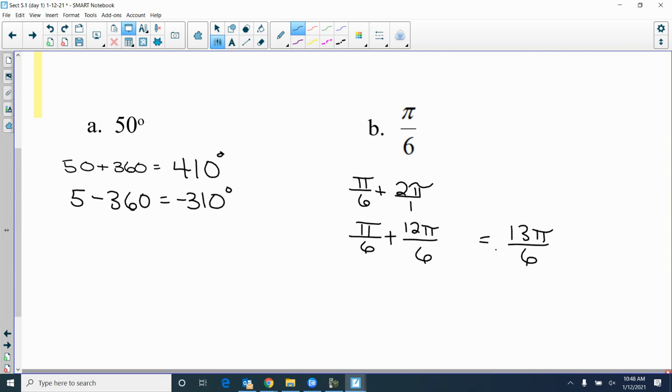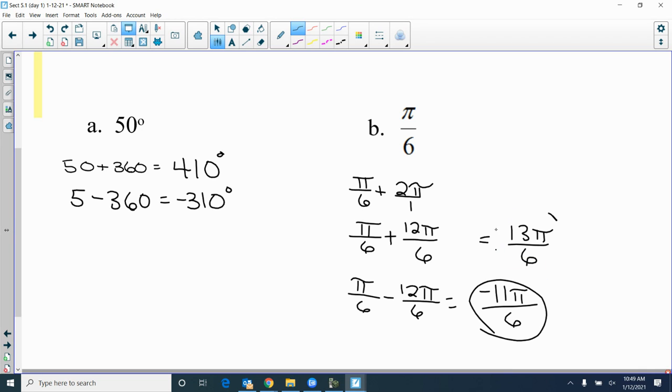Now we do pi over 6 minus 2 pi. I already know 2 pi is 12 pi over 6, so I'll make that minus 12 pi over 6. And so the negative one would be negative 11 pi over 6. So there are your two cases. Those are coterminal with pi over 6.